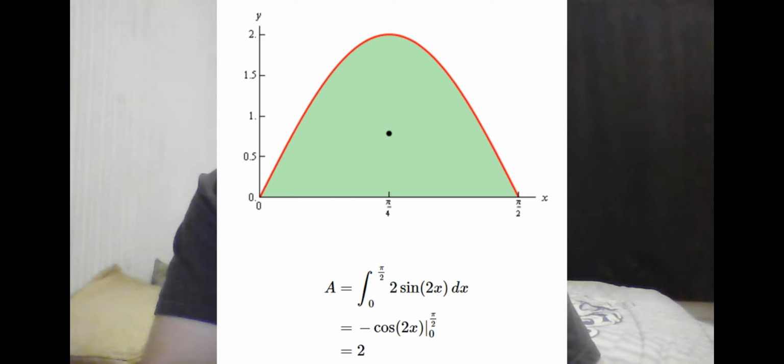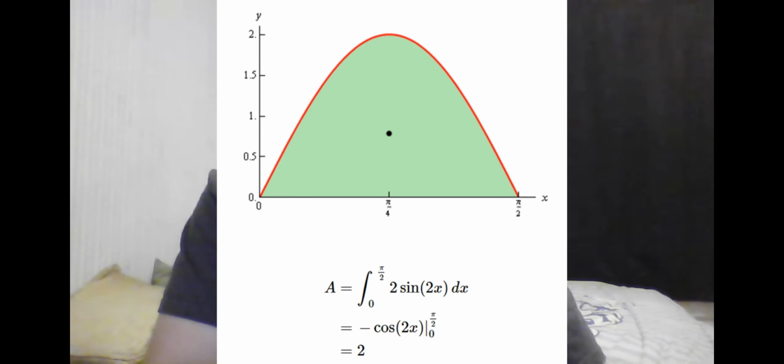So we do upper function, which is 2 times sine of 2x, minus lower function, 0. Anything minus 0 is simply that same function, so we do not write minus 0, and integrate it from 0 to pi half as that is the interval specified, with respect to change in x.